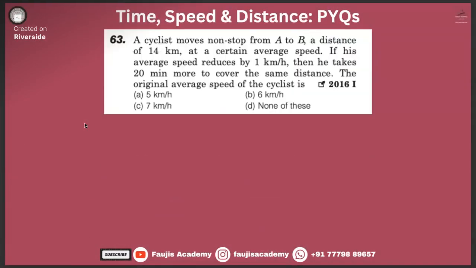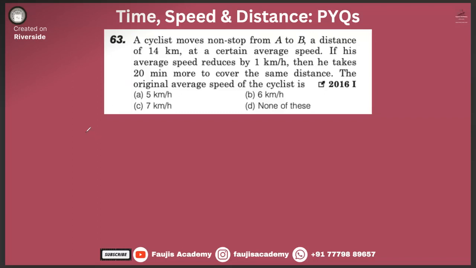Yes, one moment. It doesn't look like an easy one, but let's see how we can work it out. Let's read the question. A cyclist moves non-stop from A to B, a distance of 14 kilometers, at a certain average speed. If his average speed reduces by 1 kilometer per hour, then he takes 20 minutes more to cover the same distance. The original speed of the cyclist is?